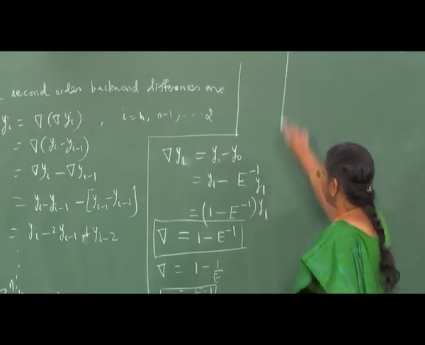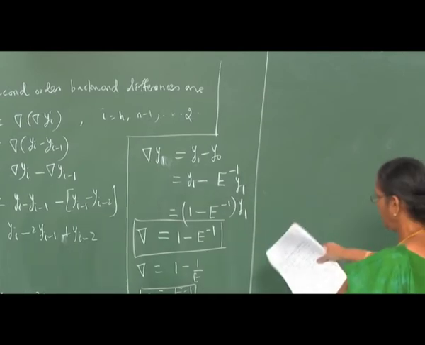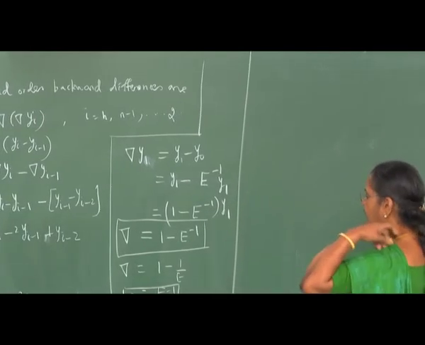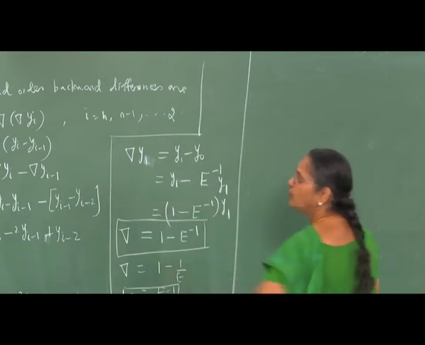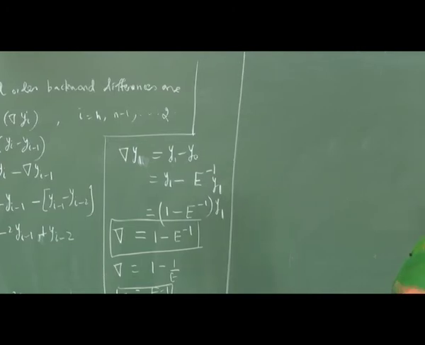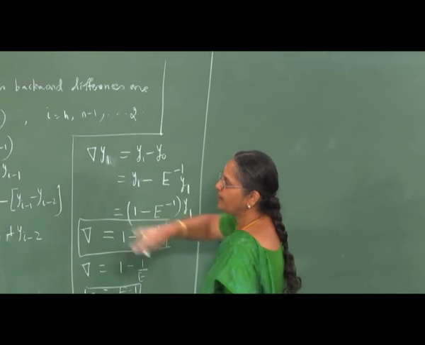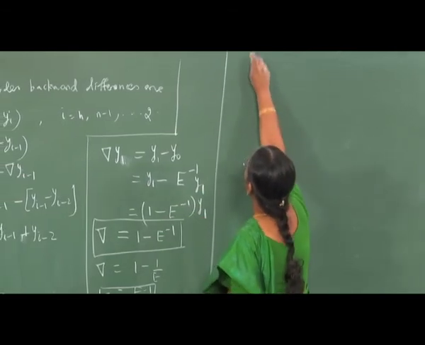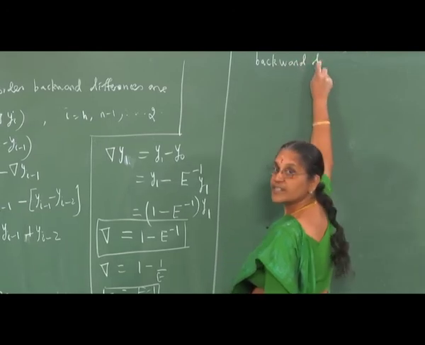So, now with the help of this definition of the connection between the shift operator and the backward difference operator, we should be able to form the backward difference table and use it to construct an interpolating polynomial for equally spaced xi values. So, let us first form the backward difference table.